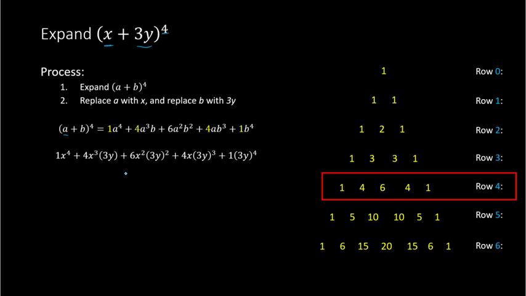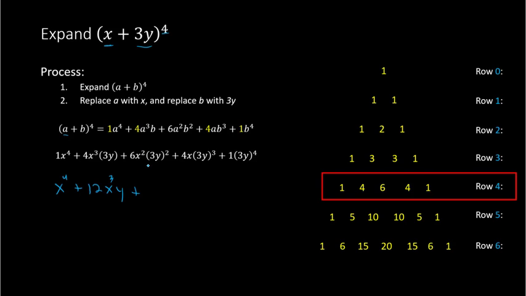So then from here, we can just simplify. This first term, we have 1x to the 4th power. That's just going to be x to the 4th power. Second term, we have a 4 and then a 3. 4 times 3 gives you 12. We have x cubed, and then we have the y.